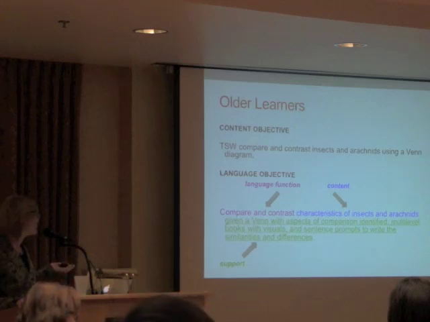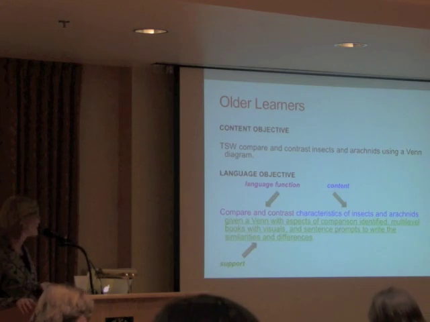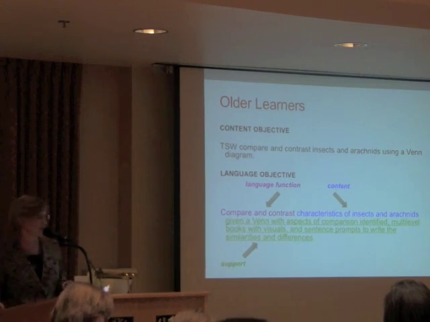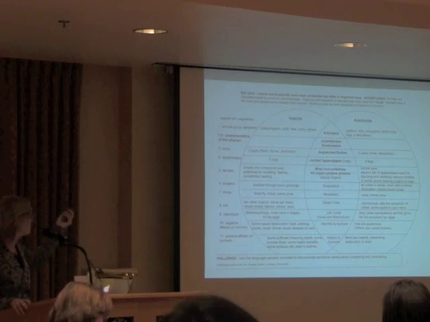One more. Compare and contrast characteristics of insects and arachnids given a Venn diagram with aspects of comparison identified, multi-level books with visuals, and sentence prompts to write similarities and differences. It doesn't have to be one thing. What that is actually referring to is this.